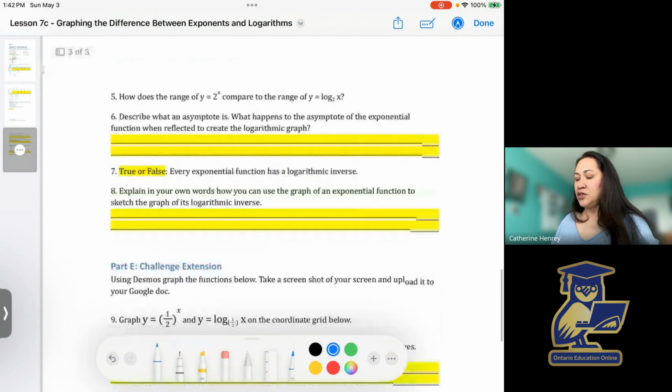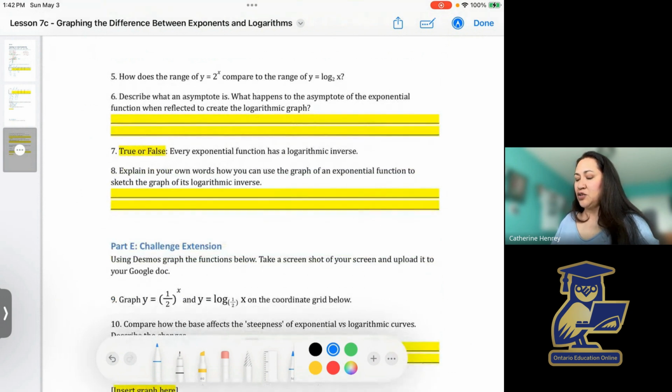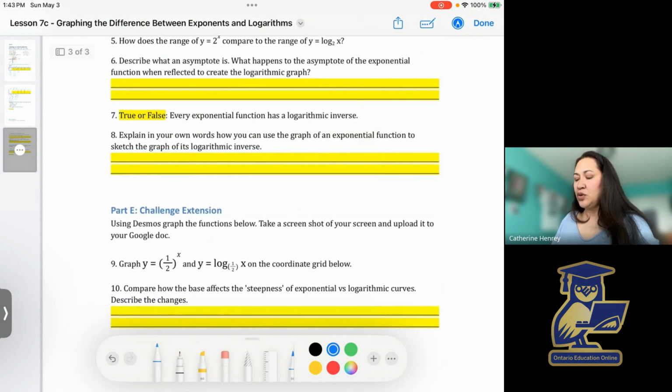You have a true or false question. Every exponential function has a logarithmic inverse. Is that true or false? And then try to explain in your own words how you can use the graph of an exponential function to sketch the graph of its logarithmic inverse. Remember, you can go back to those tables and see how the different points are similar or opposite.